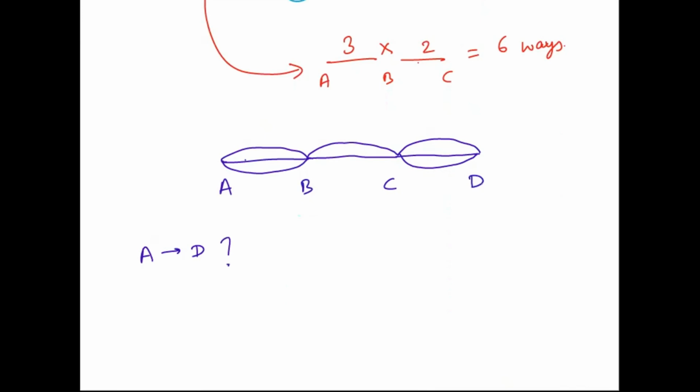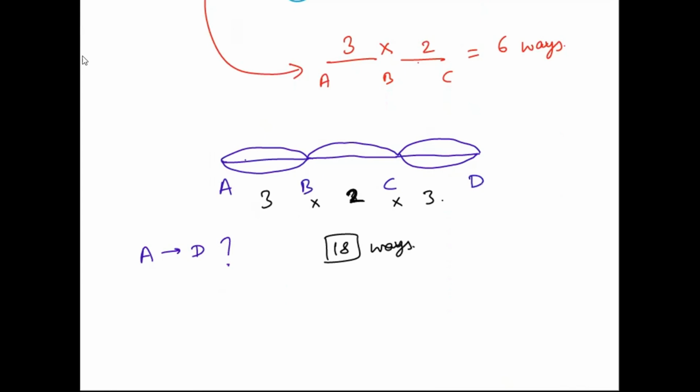I can see clearly that there are three ways, and then B to C, so listen to me carefully, I'm using "and", so multiplied by 2, okay? And then C to D, it's 3. So 3 times 2 times 3 is basically 18. So there are a total of 18 ways.